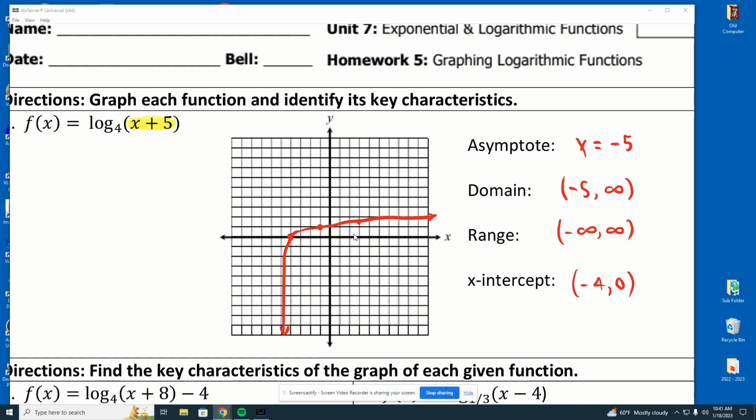Then we said, listen, that's a barrier wall, okay? And I cannot, left and right, go past that. So negative 5 is the restricted part of my domain. Now, it can go to the right forever, so it's from negative 5 to infinity. But up and down, no limits. So the range is negative infinity to positive infinity.